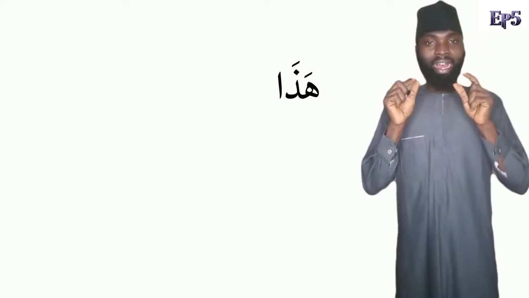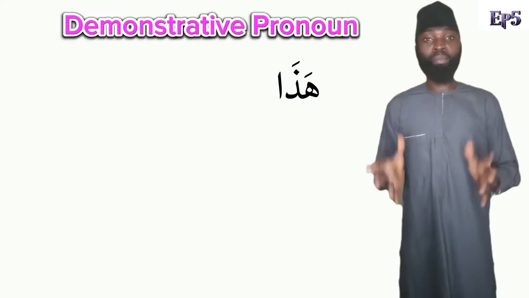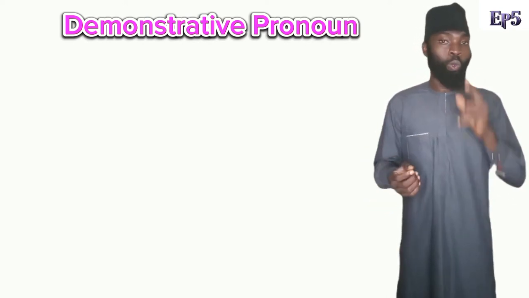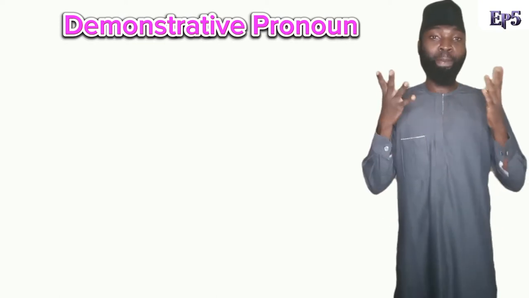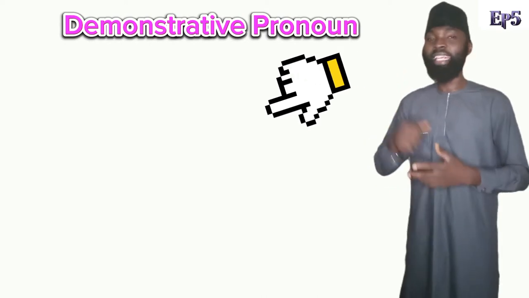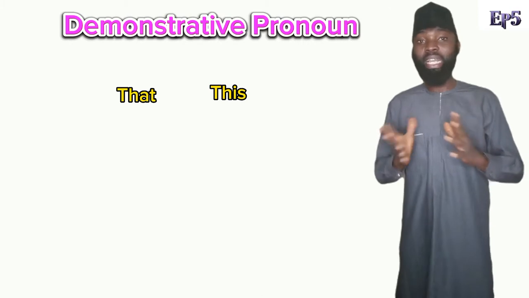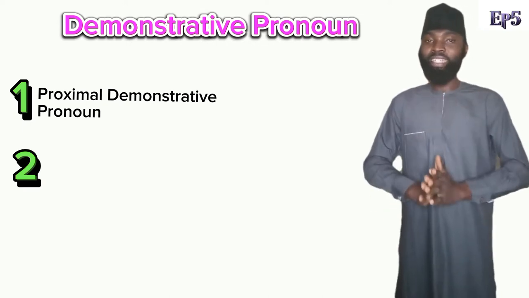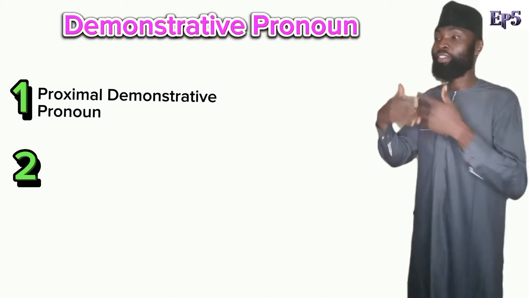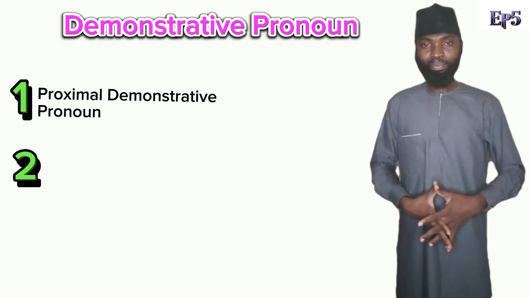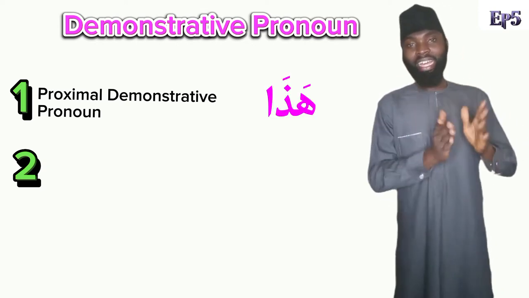Now, in the previous episodes, we dealt with hadha, which we said is a demonstrative pronoun. We mentioned that we have two types of demonstrative pronouns. A demonstrative pronoun is also termed a pointing pronoun, a pronoun used in pointing to something, like saying these or that. The first is the proximal pronoun, which is used when talking about something that is close to the speaker and also the listener. We had finished that, which was hadha.